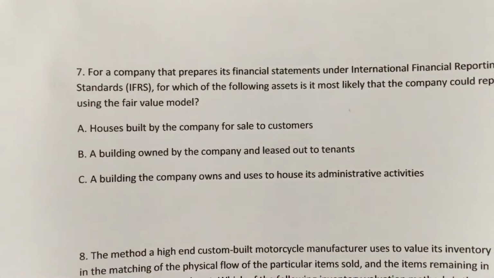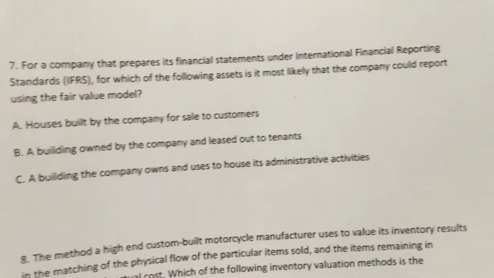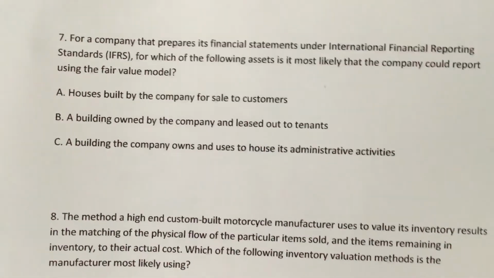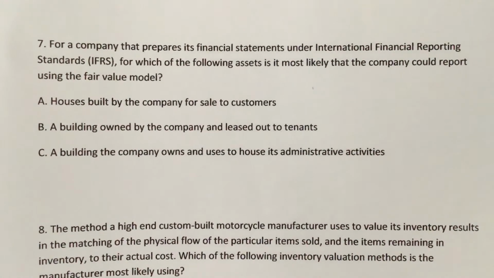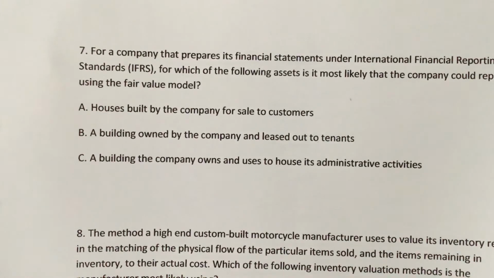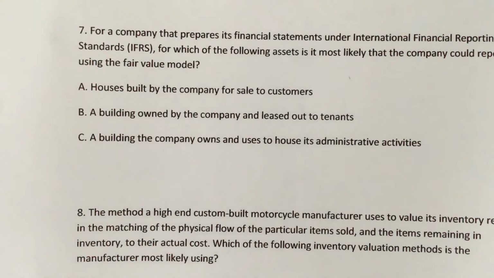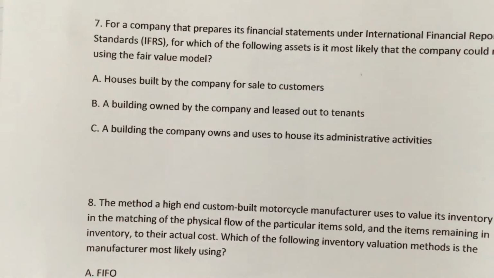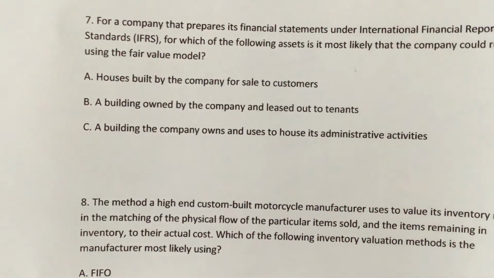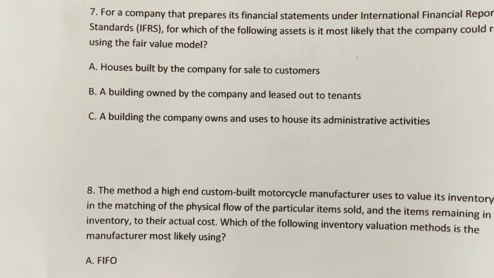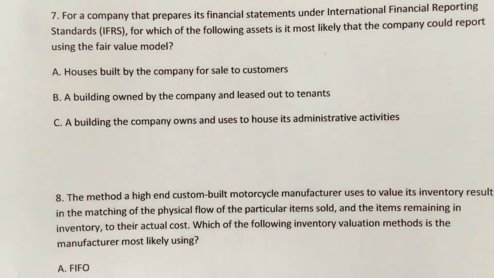Question 7. For a company that prepares its financial statements under international financial reporting standards, for which of the following assets is it most likely that the company could report using the fair value model? A. Houses built by the company for sale to customers. B. A building owned by the company and leased out to tenants. C. A building the company owns and uses to house its administrative activities.